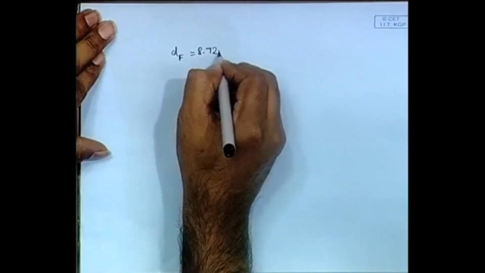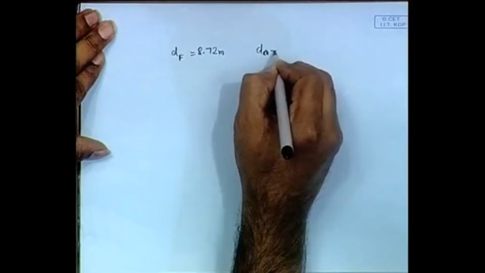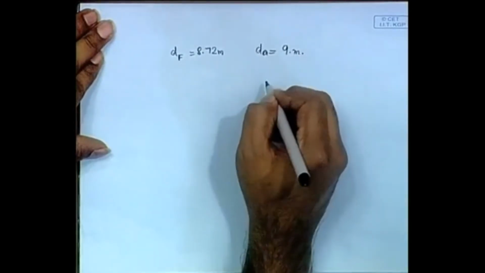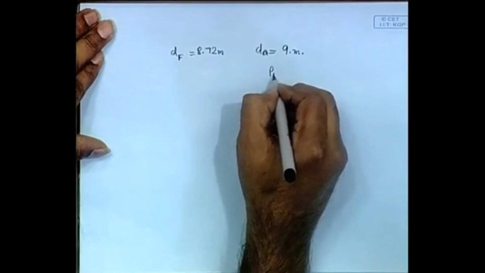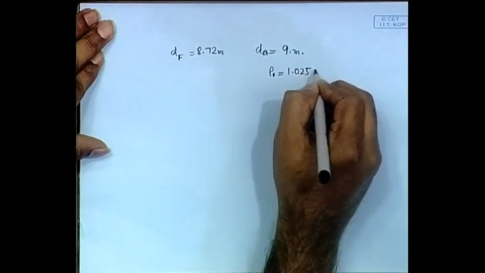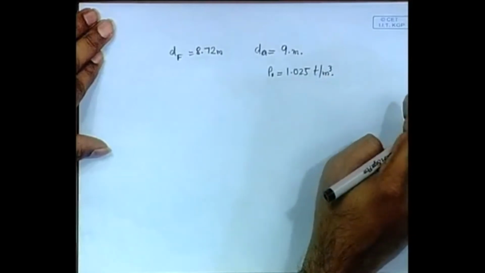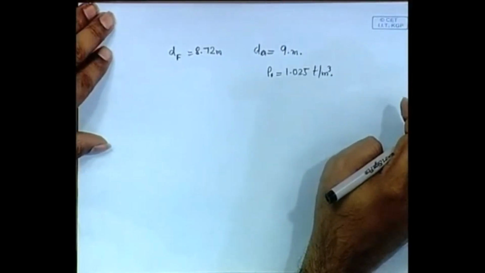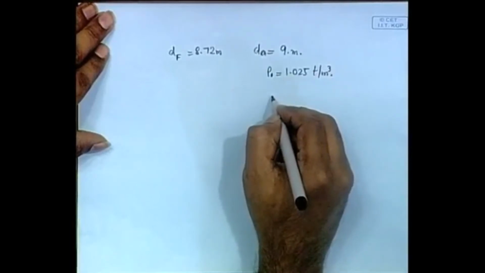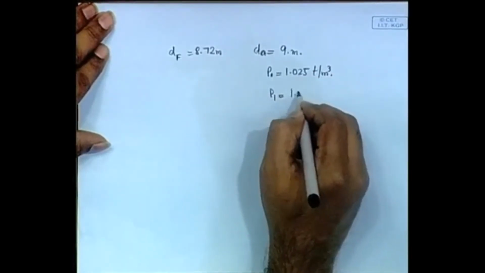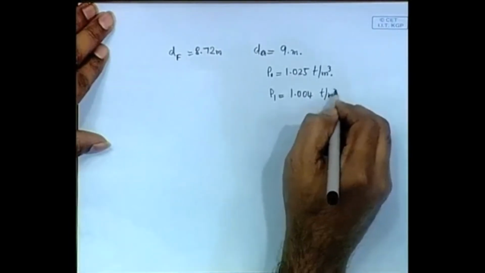Okay, there is a problem. A vessel, you are told, has a draft forward equal to 8.72 meters. It has a draft aft given as 9 meters, and it is in water of density 1.025 tons per meter cube. This is the initial density of salt water. Now it enters dark water of density rho 1 equals 1.004 tons per meter cube.